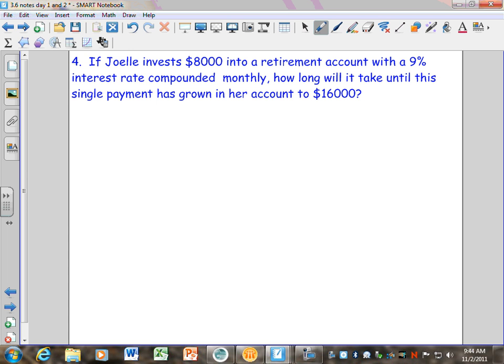Again, first thing you got to figure out is make sure you know which formula you're using. Plug in everything you know, and figure out which variable that you're trying to solve for. So we're investing $8,000 interest rate compounded monthly, right there tells me which equation to use. Which one am I using?